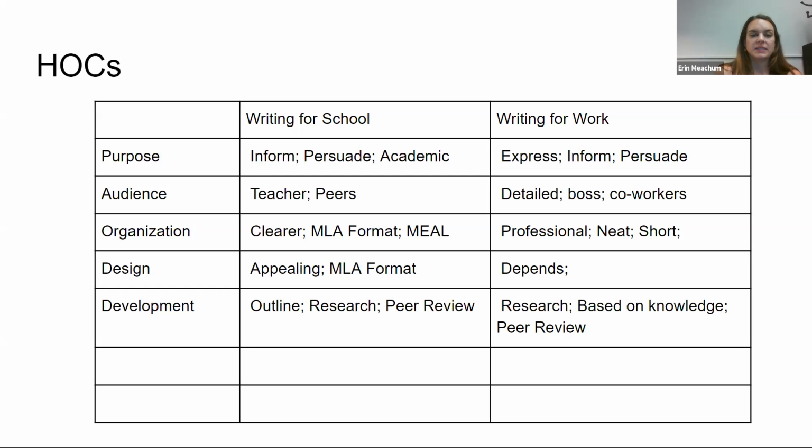In work, it's got to be detailed. Writing to your boss, coworkers, or maybe people that you don't even know. It could be some external stakeholders that are going to read what you're writing. It could just really depend.